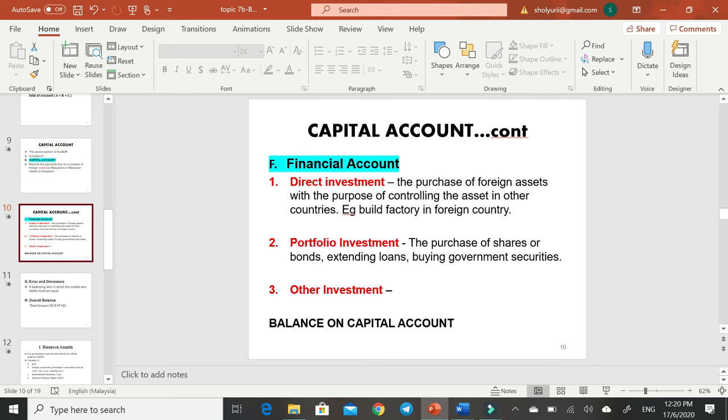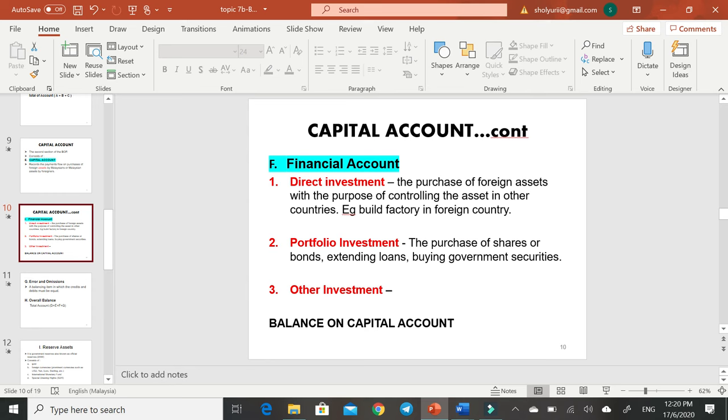Okay, the second types of investment under financial account is portfolio investment. So portfolio, I bet you are accounting student, you have heard about this. The purchase of shares and bond at standing loan by government securities.